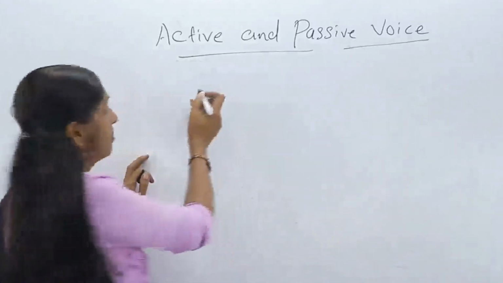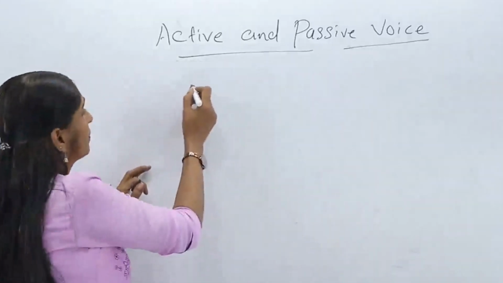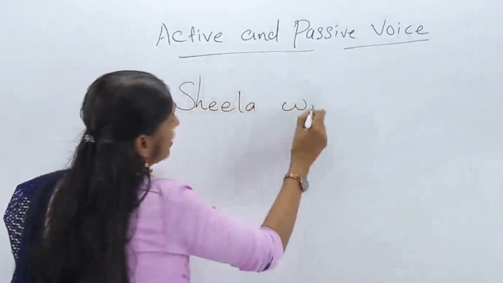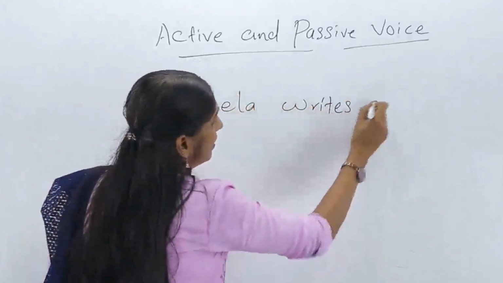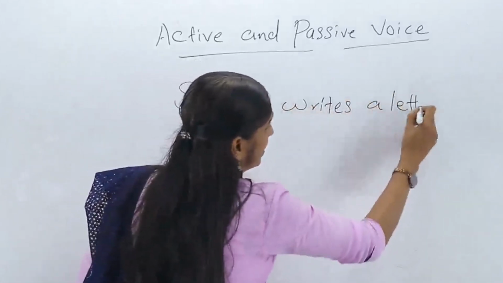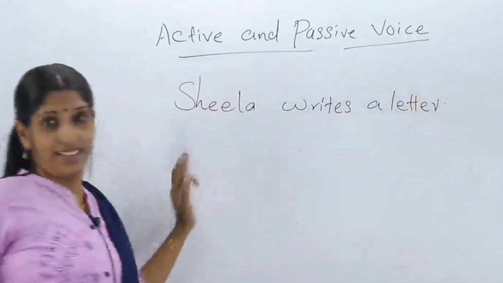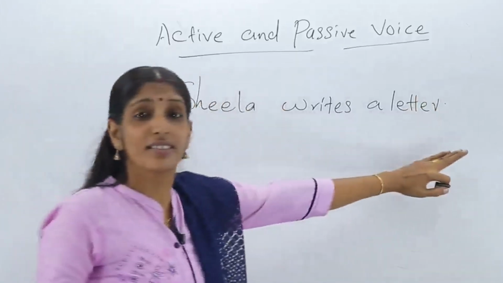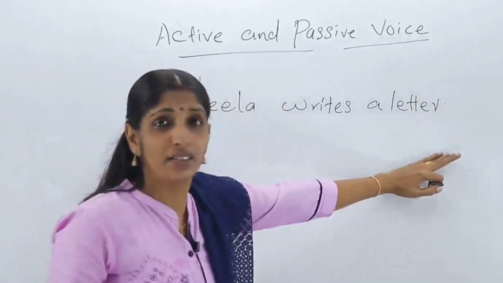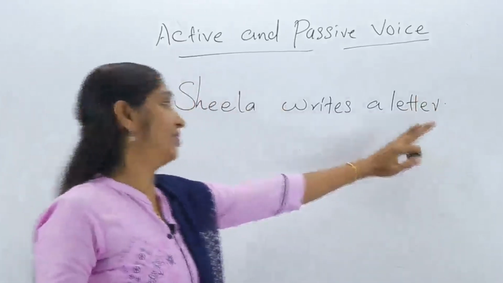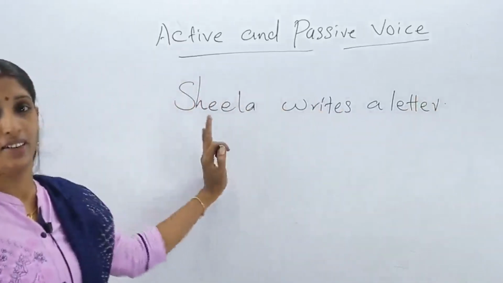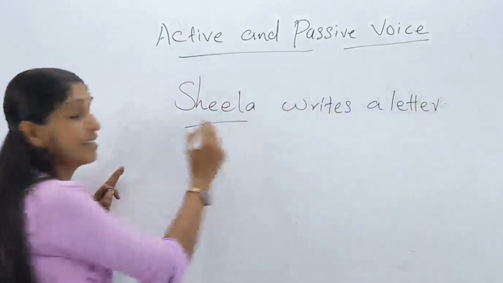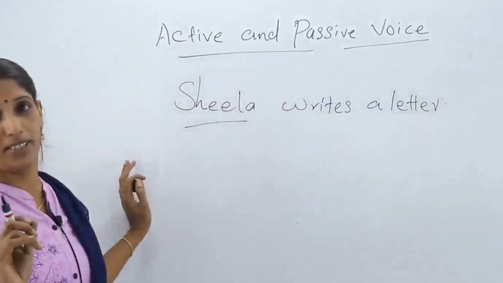Okay, let me see this one example. I will write one example. Please look at here. Sheila writes a letter. What type of sentence is this? Is it active or passive? Active. Okay, very good. Active sentence. Why do we say this is active sentence? Here, doer of the action or the subject is more important.